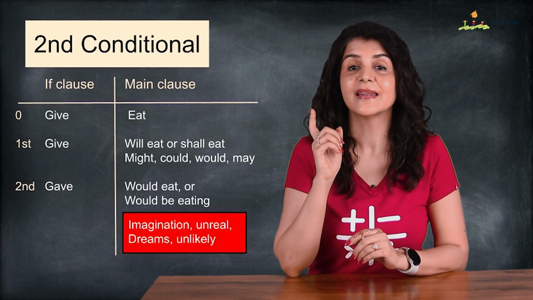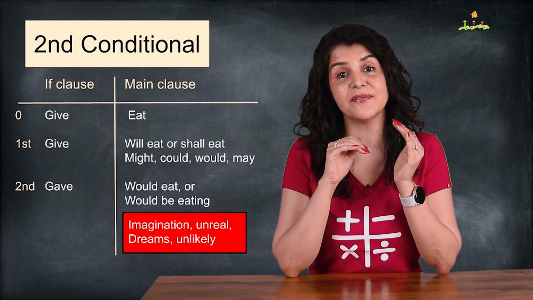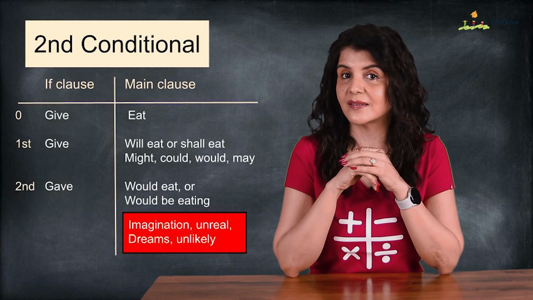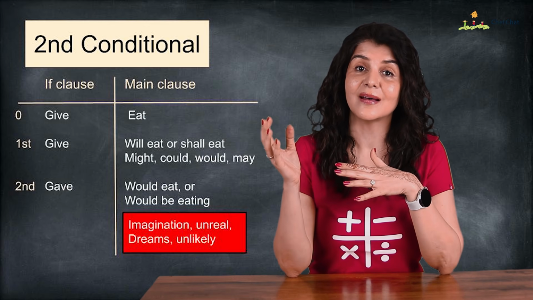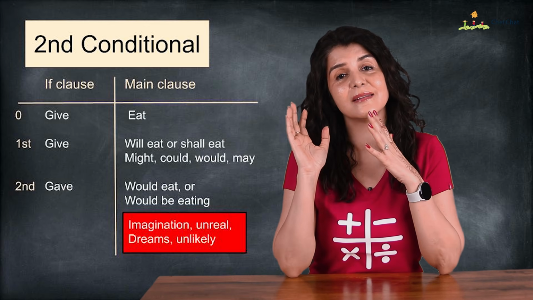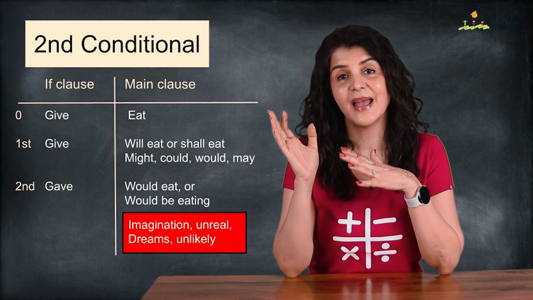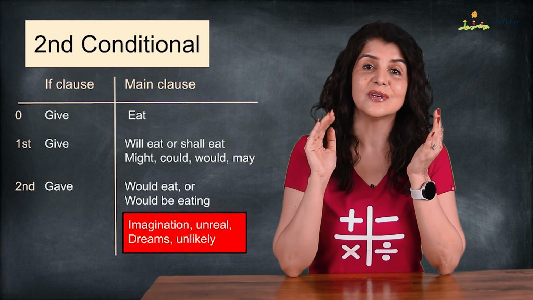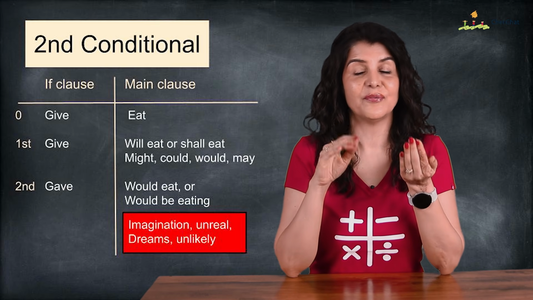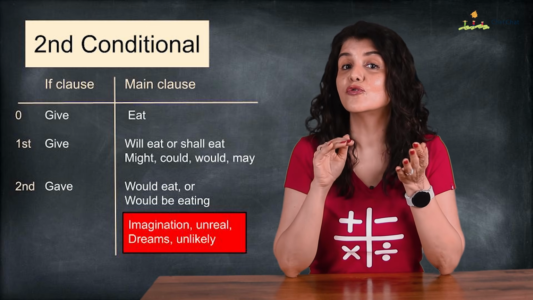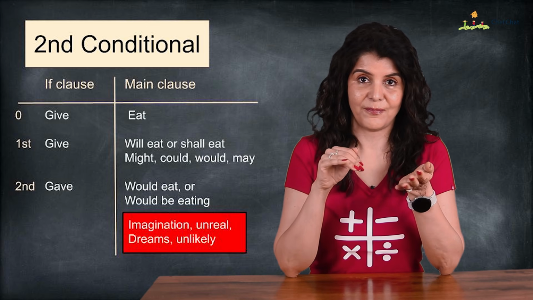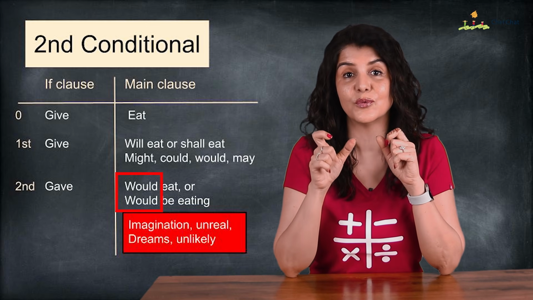The second conditional. If I gave Simbi food, she would eat. Now, I'm imagining that if something had happened in the past, some condition in simple past tense, then it would lead to a different result in the present. If I gave Simbi food 5 minutes ago, she would be eating it right now. The main clause uses the would.